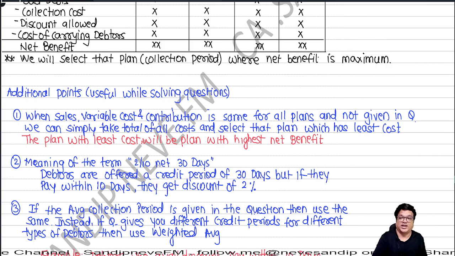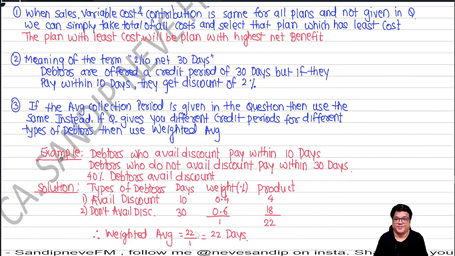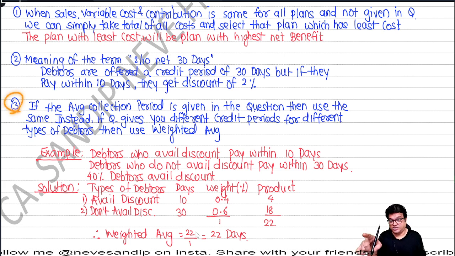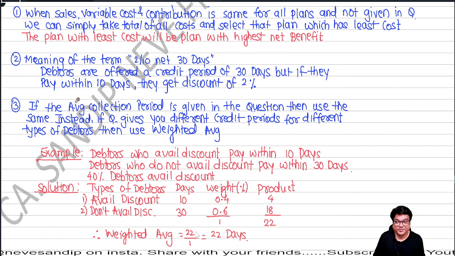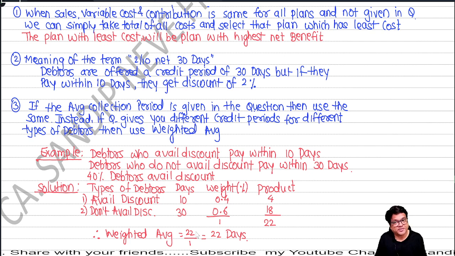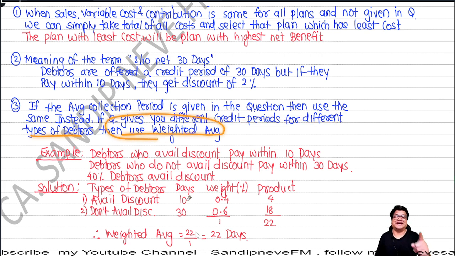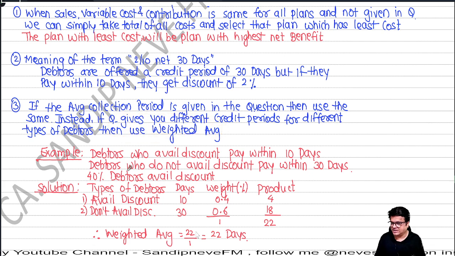One more point. This is also related to a classwork question. You search and you tell me. If average collection period is given in the question, then we use the same. Instead, if the question gives you different credit periods for different types of debtors, then what do we do? We do a weighted average. We have done it in the class.